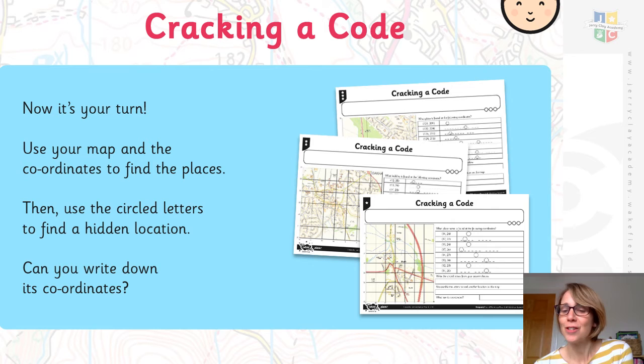And Miss Harling's told us exactly how to use four-figure grid references to look along the easting, so along the corridor, and then up the stairs and write down those four figures to be able to find locations on the maps. So now we are going to complete a cracking a code activity, and your second challenge will be to use another map to write down some grid references of your own.